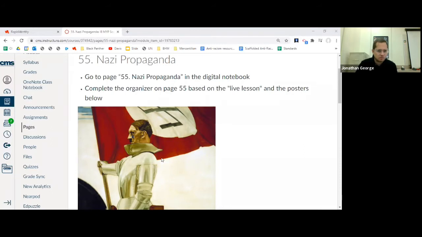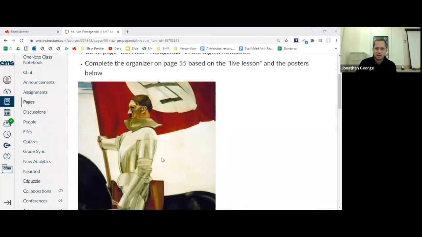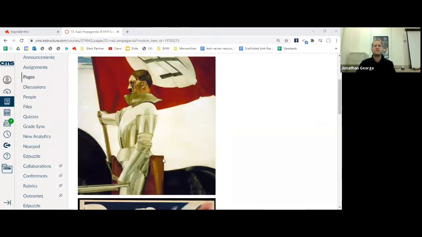And I want y'all to work in the digital notebook as we go through this. So the first thing we need to do, and these are examples of Nazi propaganda. I have 3 posters, and you'll see poster 1, 2, and 3 also on page 55 in the digital notebook.